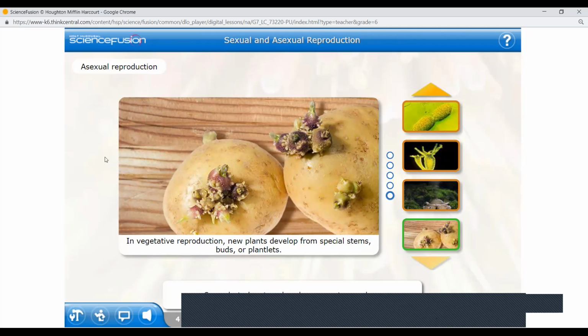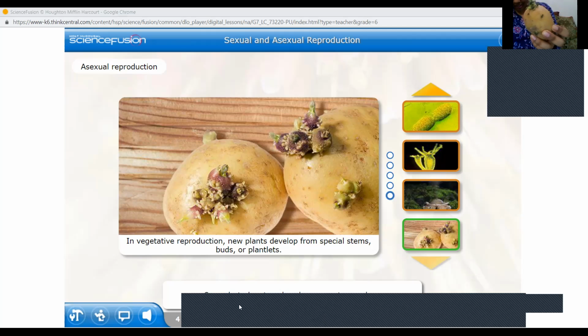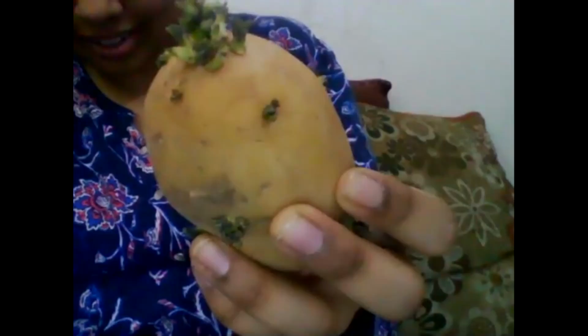Why do you do like this, miss? You put it in a plant. You grow a plant in a potato. For showing it to my son. I'll show it to you. Wait a minute, guys. I have it. I wanted to show you. Oh, miss. So you grew a plant in a potato.